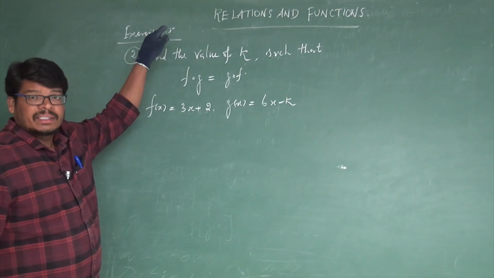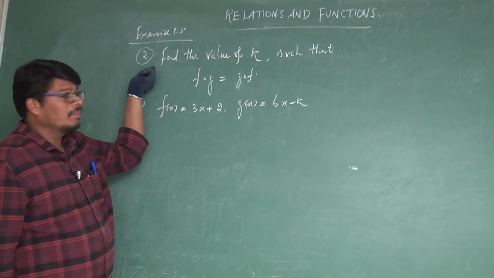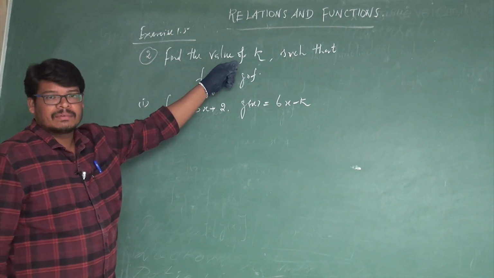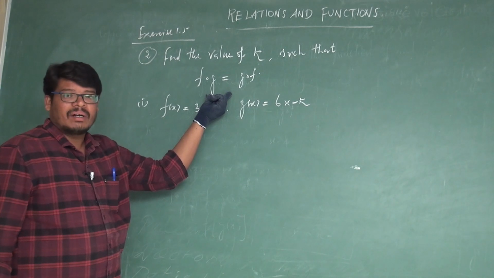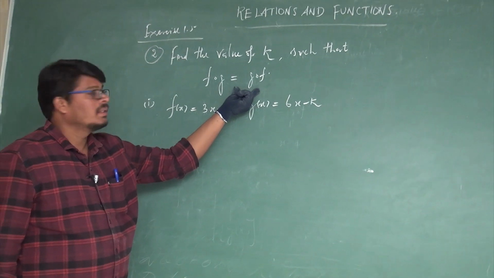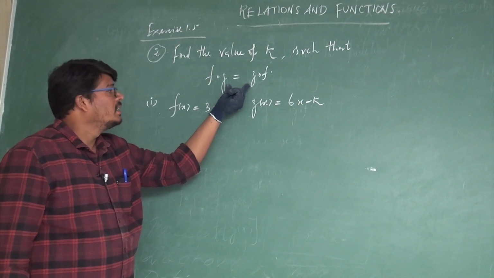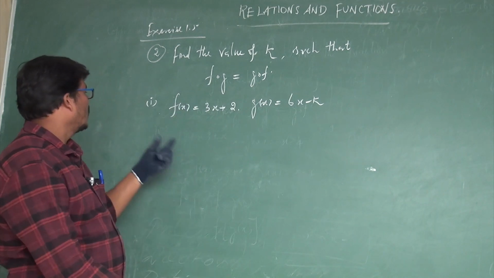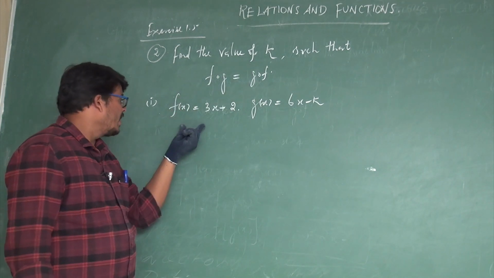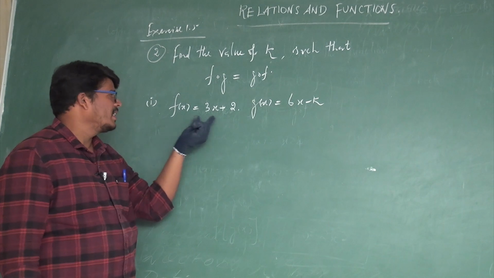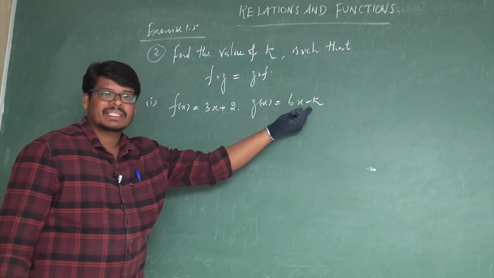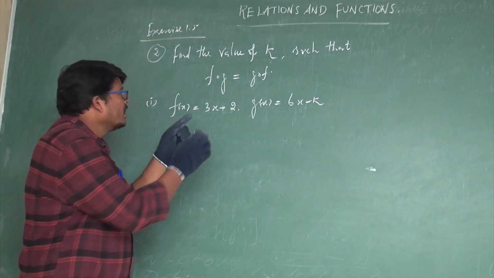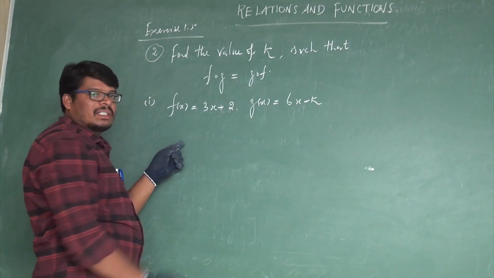The next exercise 1.5, the second problem. Find the value of k such that f dot g equals g dot f, both are equal. Given f of x is 3x plus 2 and g of x is 6x minus k. First, find f dot g.